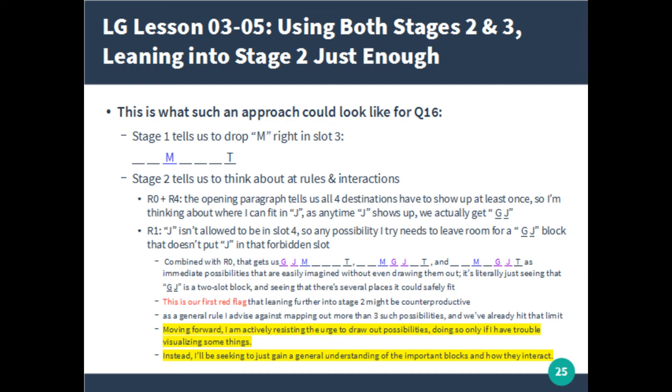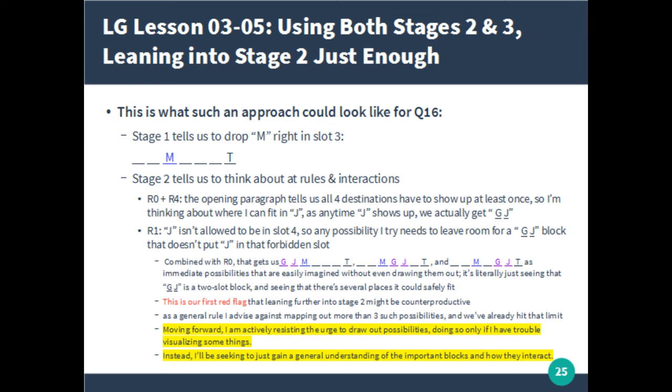Three different possibilities at the very least. Ideally, you're not going to be drawing any of this out. This is just something you can do visually. You just have this 2-slot block of G and J that you can mentally move around here. When we combine Rule 0 with Rule 4 and Rule 1 now, that gets us three possibilities.